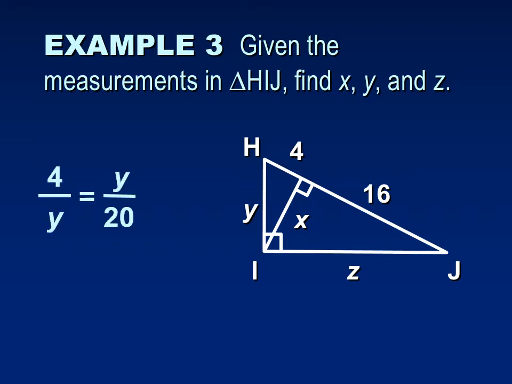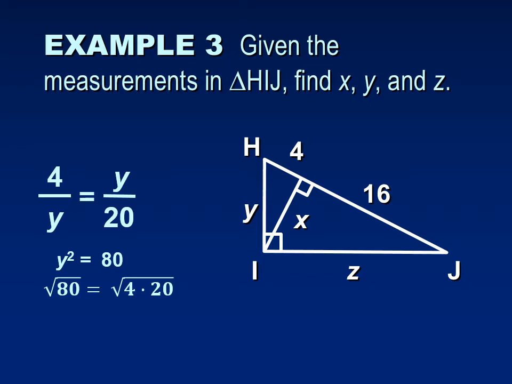Let's try to find Y. Now Y is this side here. So we're going to do little over Y equals Y over big, right? So Y over 4, the smaller segment, is equal to Y over the entire segment, and 4 plus 16 is 20, so we get 20. So Y squared is equal to 80, and the square root of 80 we cannot take, so we have to simplify it.